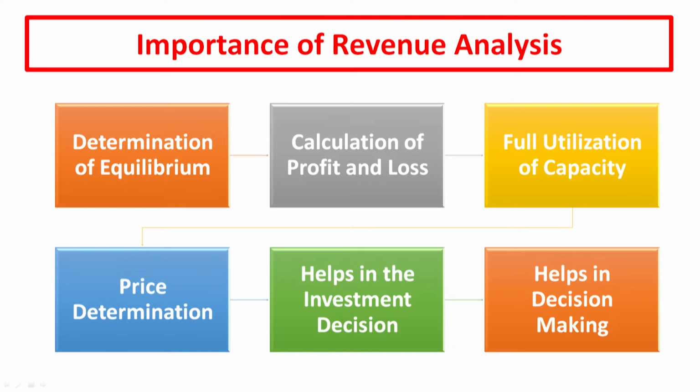So, first, the importance or relevance of revenue analysis. It helps in determination of equilibrium. It also helps in calculation of profit and loss. As you are aware, profit and loss is one of the most important elements on which the financial aspect is based. The third is fuller utilization of capacity or resources. Fourth being price determination. Fifth being helps in the investment decision, means taking the investment decisions, and finally, it helps in decision making. So, one by one, we will be taking all these 6 points.